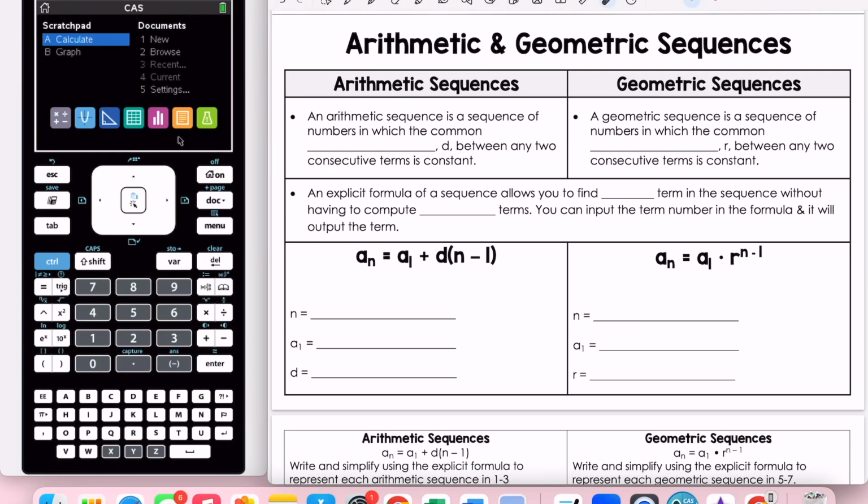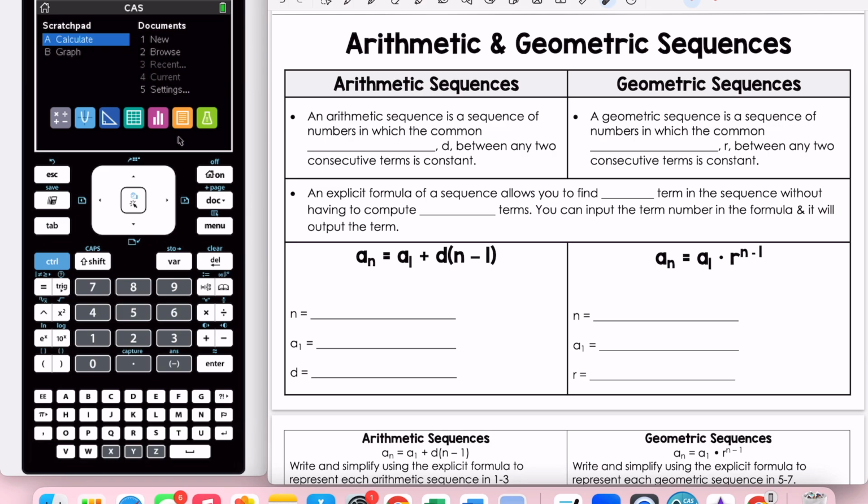This video is going to be going over sequences. So guys, this is the last new thing that you're going to learn when it comes to Algebra 1. We have two types of sequences. We have arithmetic and we have geometric. We're going to go ahead and talk all about arithmetic sequences first, and then we'll come back and look at geometric.